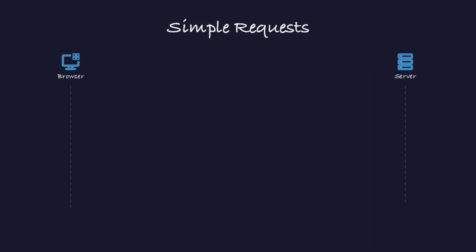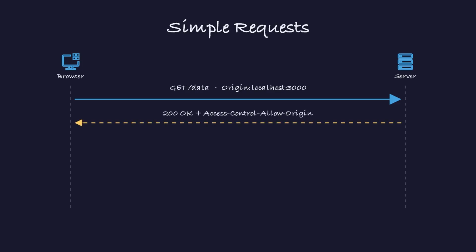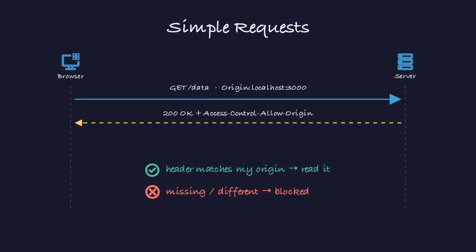Here is the flow. The browser sends the request directly and attaches an Origin header saying who is asking. The server responds with the data, and an Access-Control-Allow-Origin header. The browser checks, does that header match my origin? Match, and your JavaScript reads the response. No match or no header at all, and the browser blocks the read.